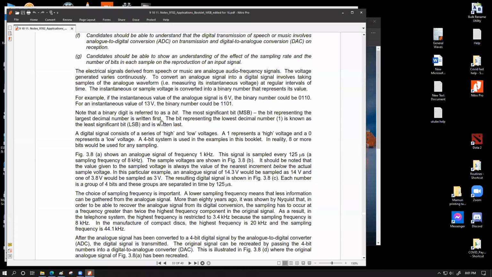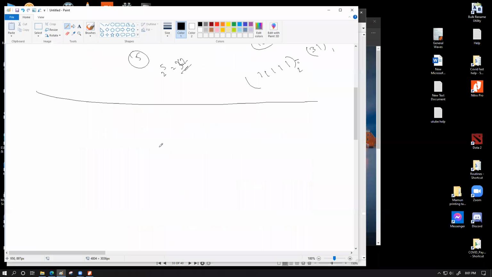Let me explain what this actually means. I'll take a little bit of time to explain this part. If you have a 4-bit system, you have 4 places to write your bit numbers. The first one is called the MSB, and the last one is called the LSB. Most significant bit, least significant bit.